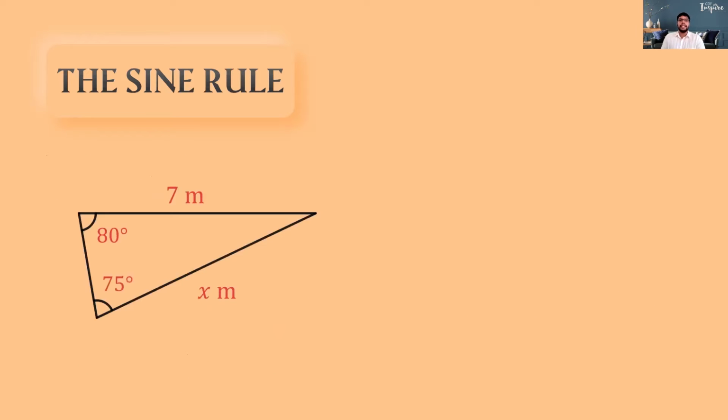Right. Now, children, here is a triangle. So you can see we have this angle, we have the length 7. And from 7, the opposite angle is 75. And we have x. From x, the opposite angle is 80. Can you all see that, children? Right? 7 opposite angle 75. X opposite angle is 80. So what the sine rule says is, children, this.